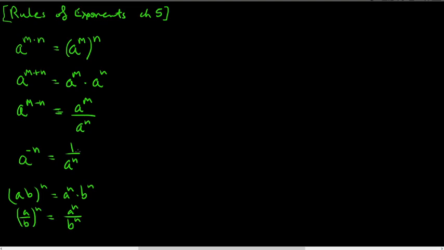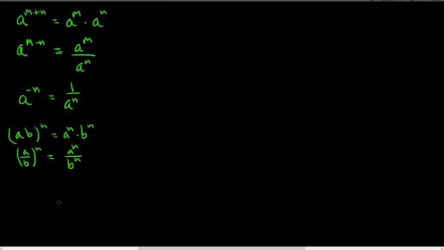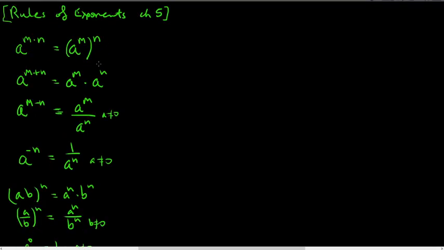And there might have been a couple others. For example, anything to the power 0 is just 1, as long as a is not 0. And remember here, b can't be 0. So b can't be 0, a can't be 0. Yep, a cannot be 0 here either. And a cannot be 0 here, right? So those are the rules for exponents.